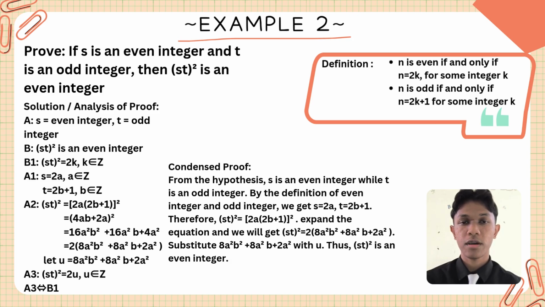Now, for our next step, A2 will be st squared is equal to 2a times (2b plus 1) squared.